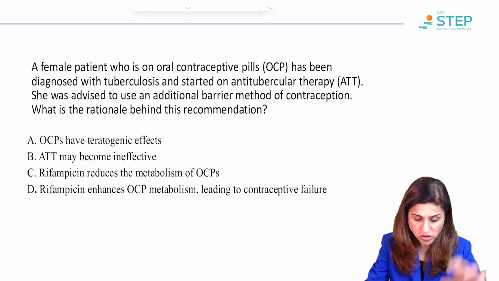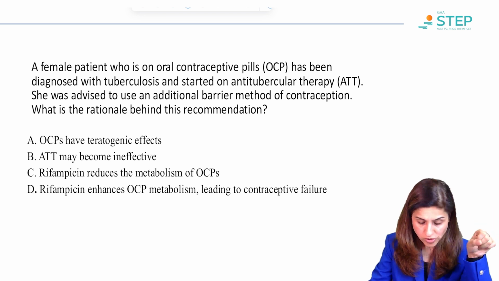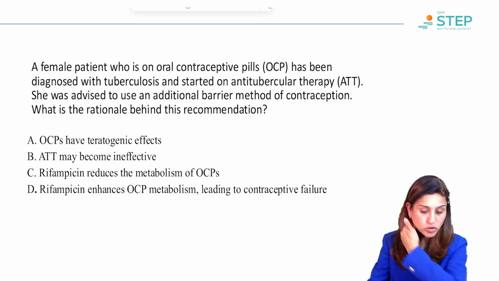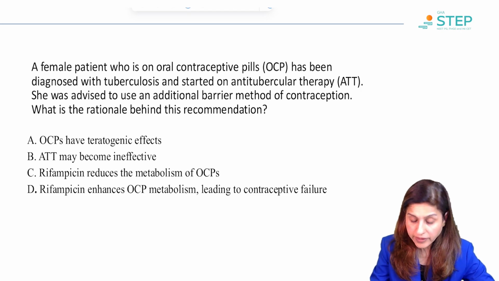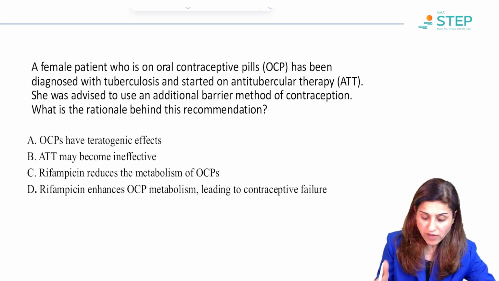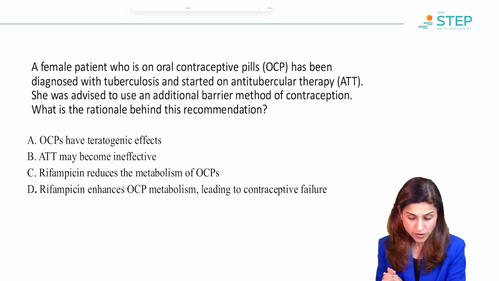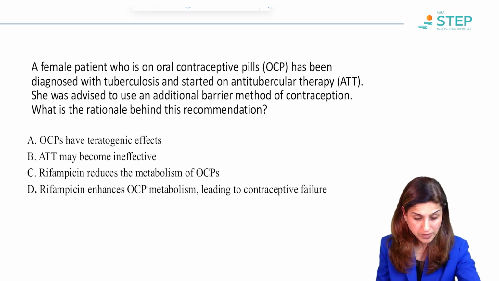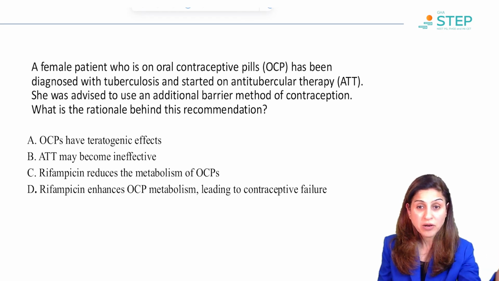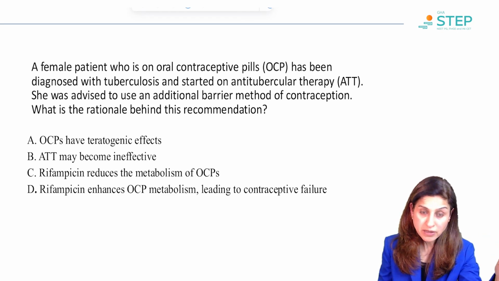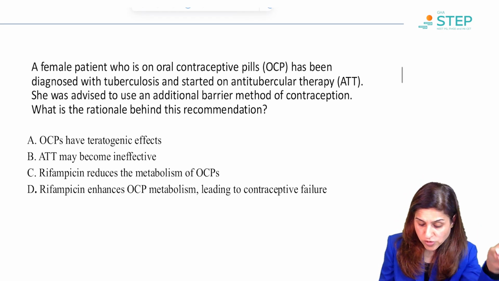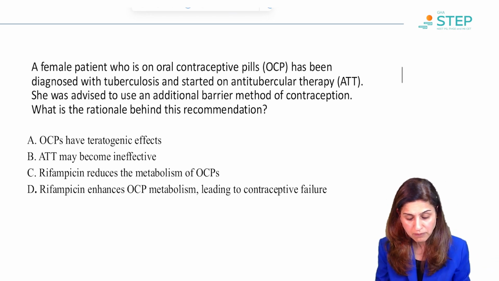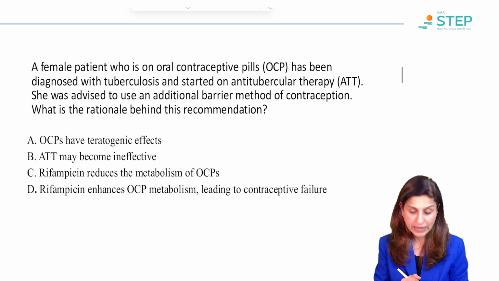The next question is: a female patient who is on oral contraceptive pills has been diagnosed with tuberculosis and started on anti-tubercular therapy. She was advised to use an additional barrier method of contraception. What is the rationale behind this recommendation? OCPs have teratogenic effects, ATT may become ineffective, rifampicin reduces the metabolism of OCPs, or rifampicin enhances OCP metabolism leading to contraceptive failure.